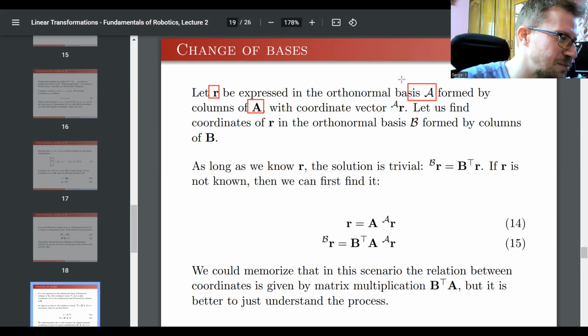The reason not to confuse them is because matrix itself is represented in terms of some basis. Sorry, how should I put it?